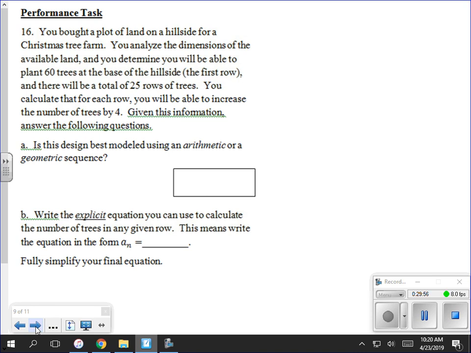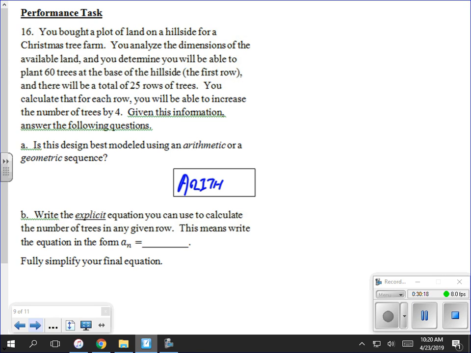Is this best modeled using the arithmetic or geometric sequence? How do I get from one row to the next? What am I doing each time? I'm adding 4, which would mean that this would be arithmetic. Okay, it's an arithmetic sequence because I'm adding 4 each time.